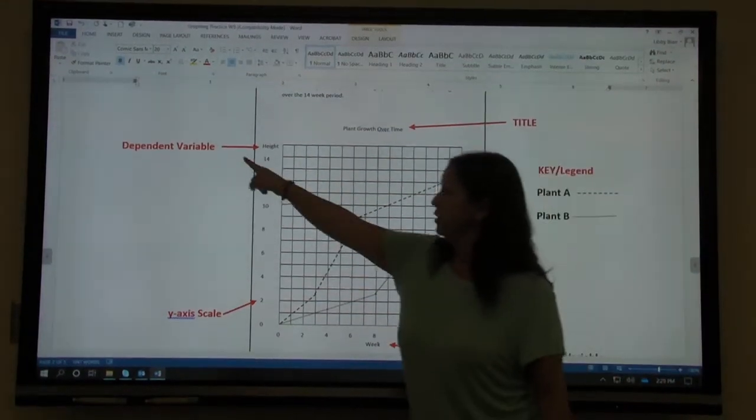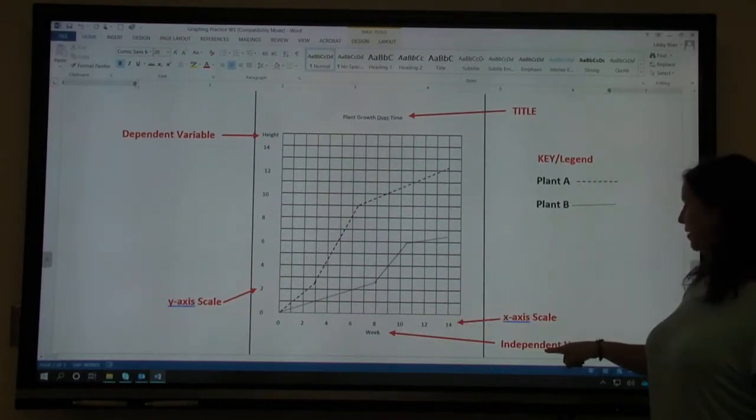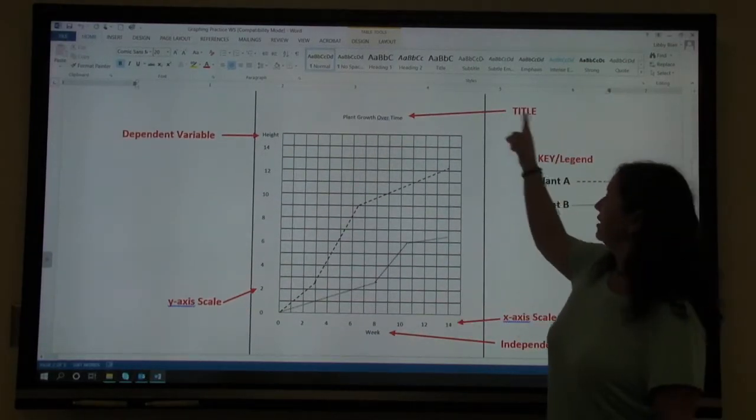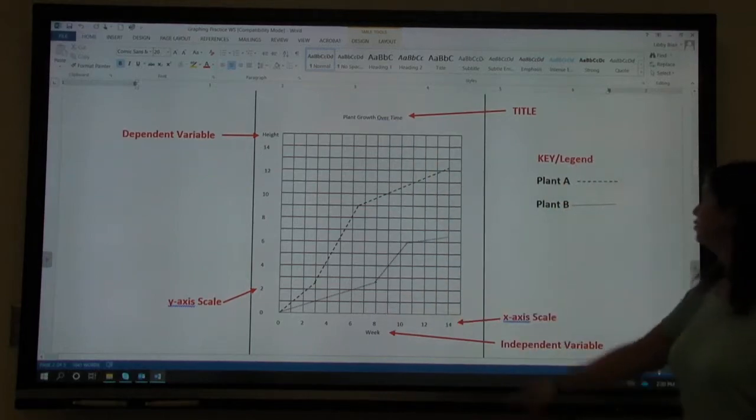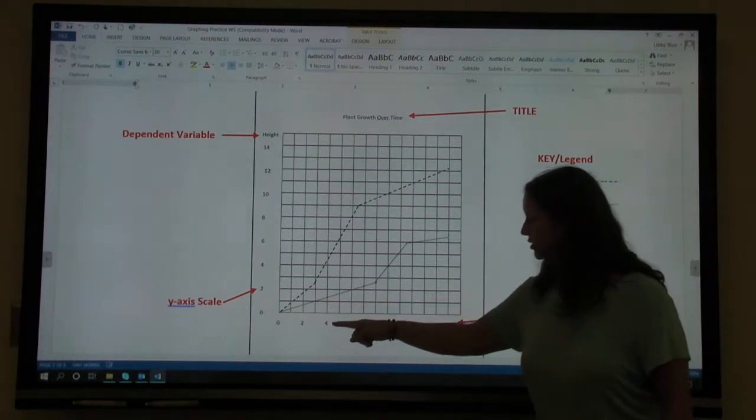Don't forget to give me your dependent variable and your independent variable. Don't forget to give me a title. Don't forget to give me a key or a legend. Right? And make sure you have an actual scale.